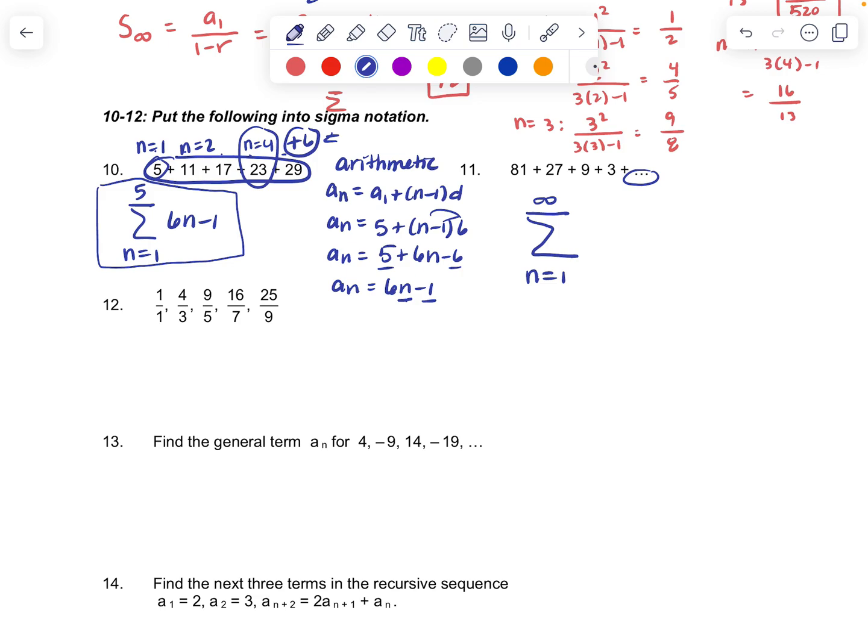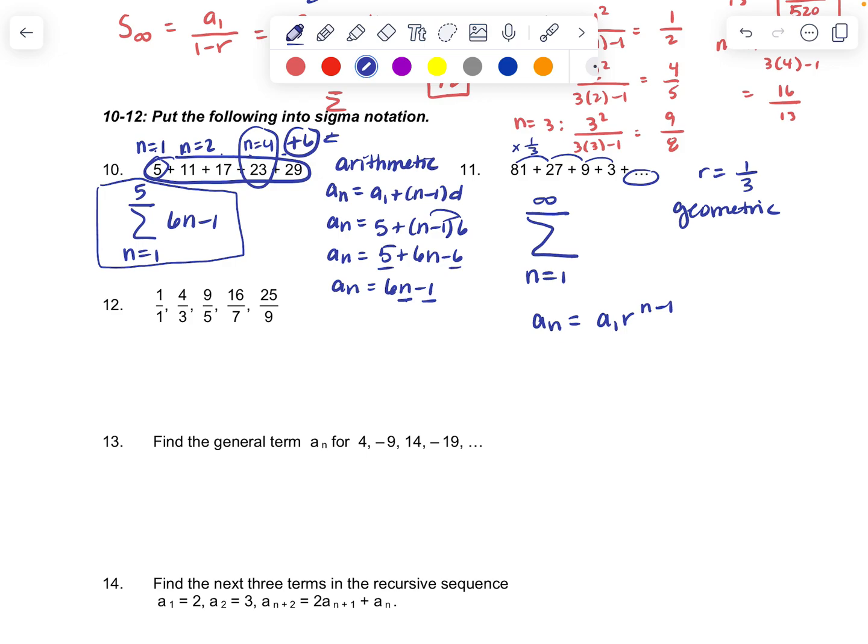If I'm looking at this, right, I'm literally multiplying by 1/3 to get to 27. I'm multiplying by 1/3 to get to 9. I'm multiplying by 1/3 to get to 3. So this common ratio, because it's 1/3, this is definitely a geometric series, okay? So what's the formula for a geometric series? It's a sub n equals a sub 1 times r to the n minus 1.